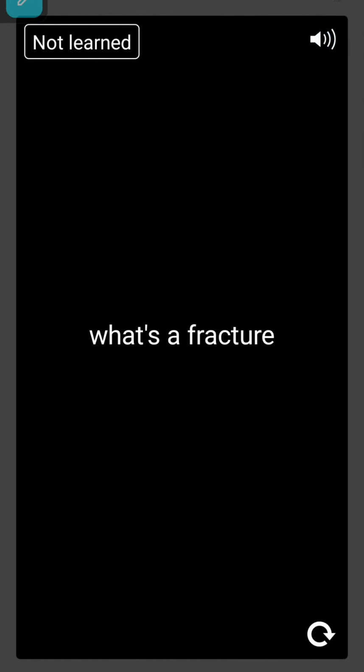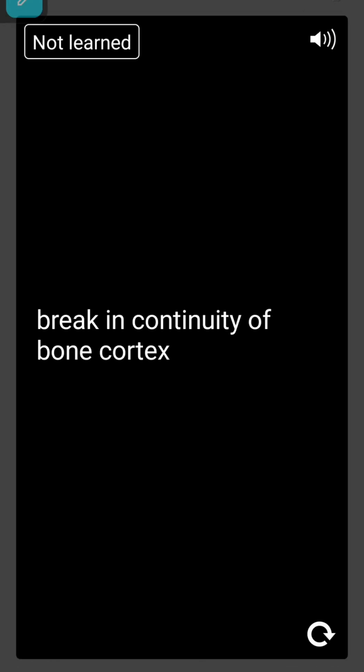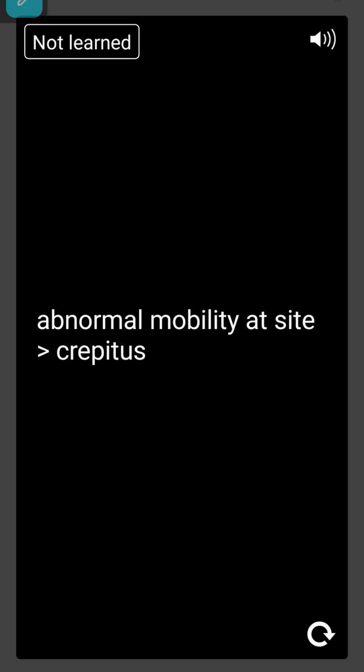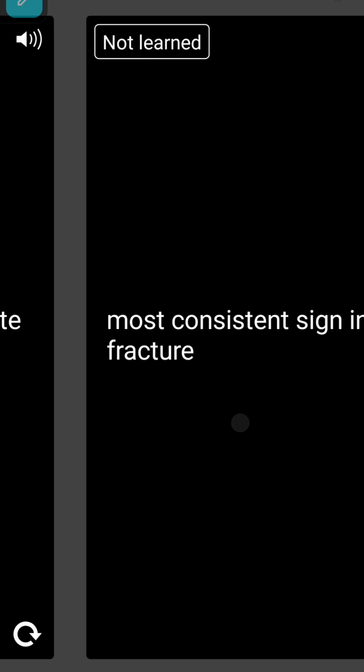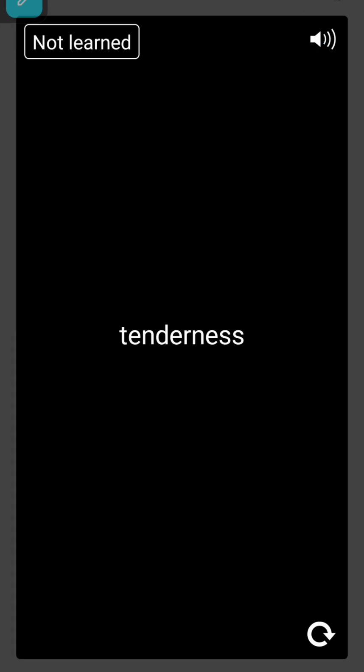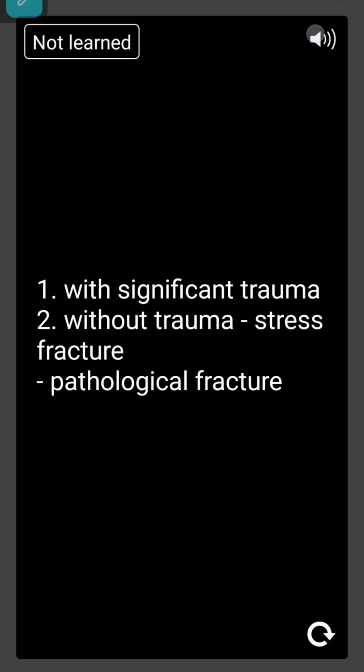What's a fracture? Break in continuity of bone cortex. Pathognomonic signs of fracture: abnormal mobility at site, greater than crepitus. Most consistent sign in fracture: tenderness.